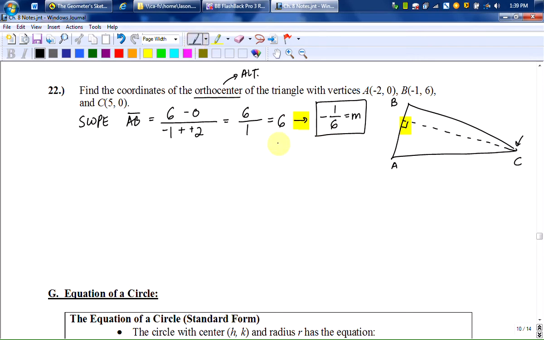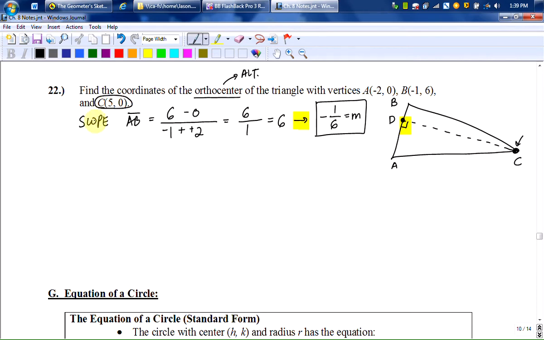I'm going to finish writing the equation of this altitude, and I'm going to use the only point that I have for this altitude, which is C. Finding this point here, whatever you want to call it, D, is going to be really hard, if not almost impossible to find. I don't want to waste my time doing that. D is not necessarily the midpoint of AB. So I'm going to use point C, which is here.